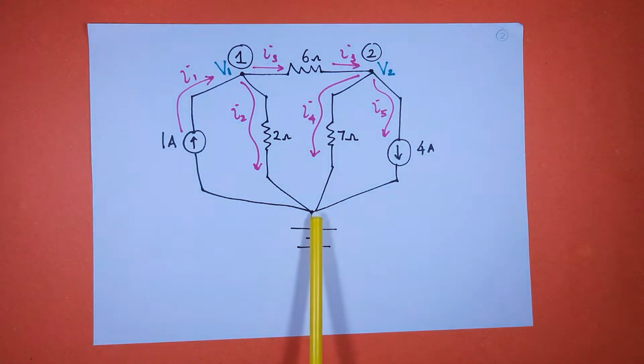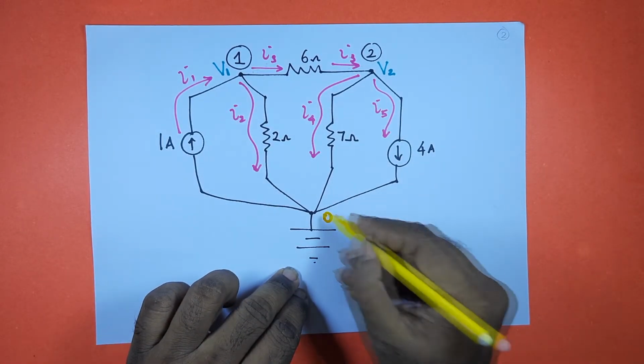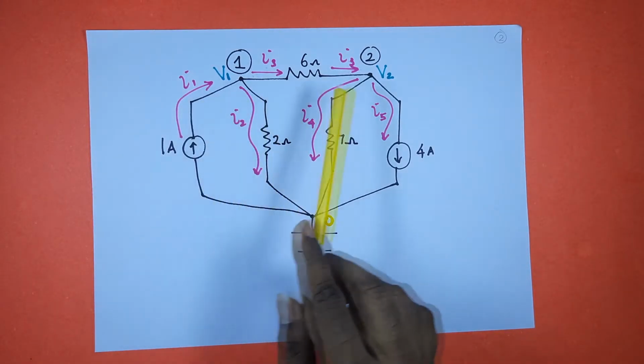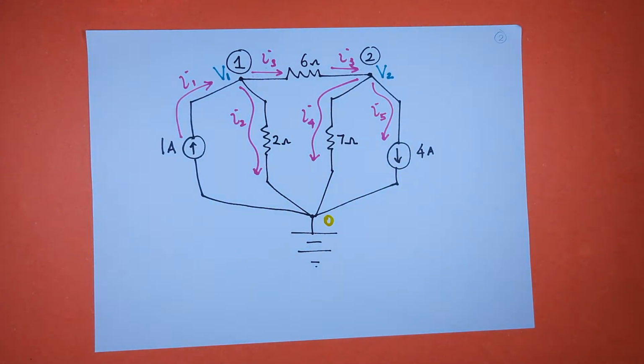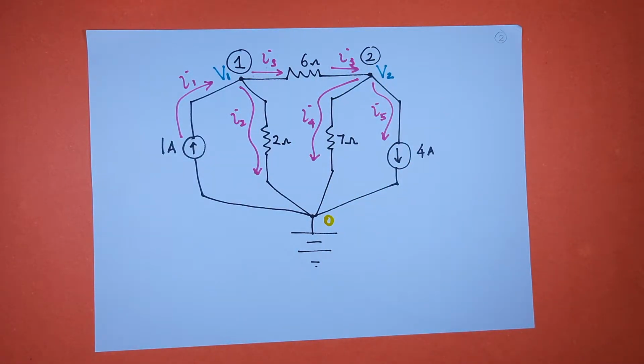And this bottom node, you can mark it as 0, which is nothing but the reference node. That's why I have shown it connected to ground. So we have three nodes: V1, V2 and the ground node, or node 1, node 2 and node 0.